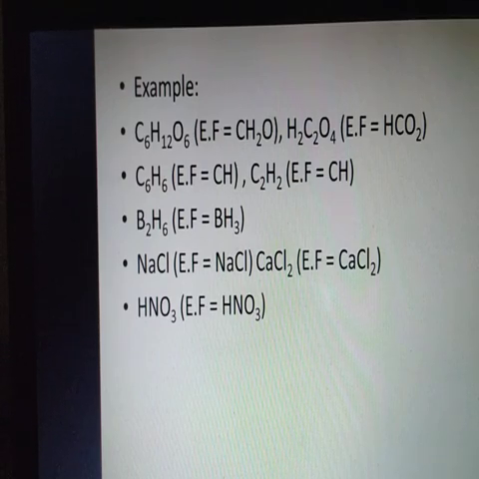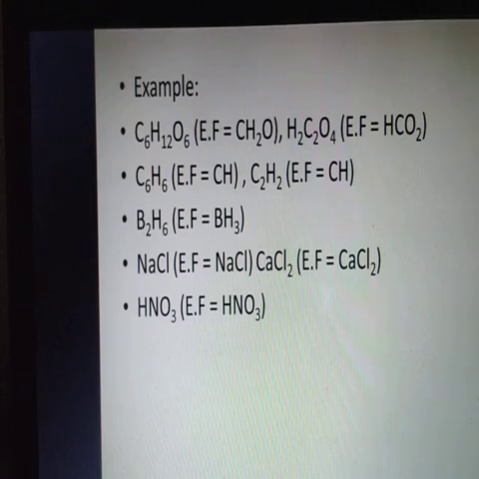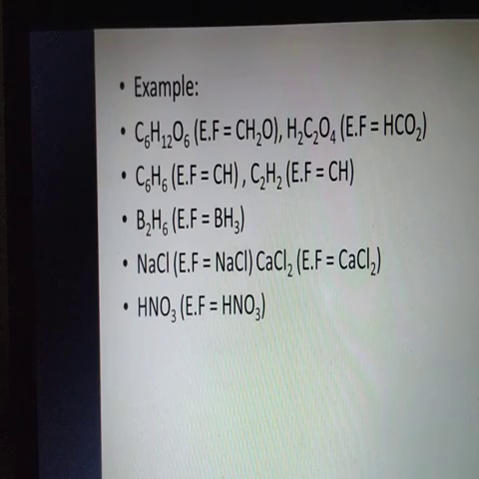Right? H2C2O4. What's the common factor? 2. So it's HCO2, so 1, 1, 2. C6H6, what's the empirical formula? Both divided by 6, the common term. CH. C2H2, what's this? Acetylene. Empirical formula, CH. And C6H6 is benzene. Both these two have a common empirical formula.